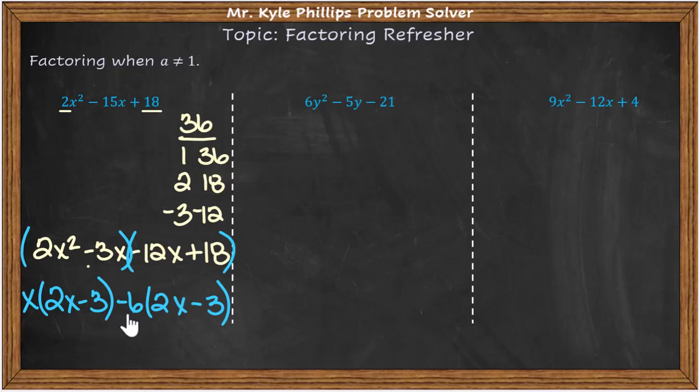So now I can factor out the 2x minus 3. So here what I have is 2x minus 3. And what am I left with? I am left with x minus 6. And here are my factors. If I multiply these together, I will get this. Now, that's really all you're doing, is adding that extra step of saying a times c.